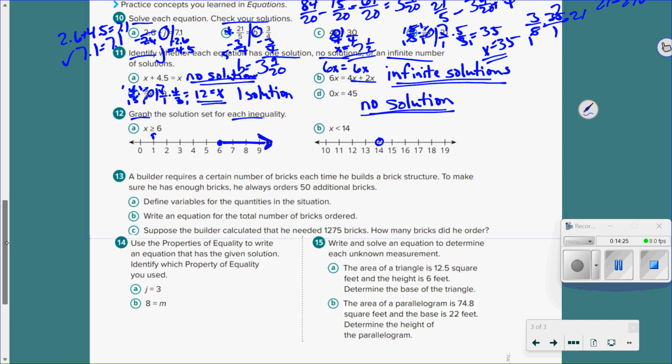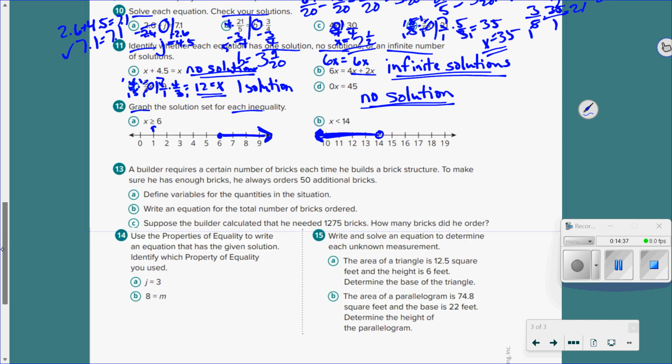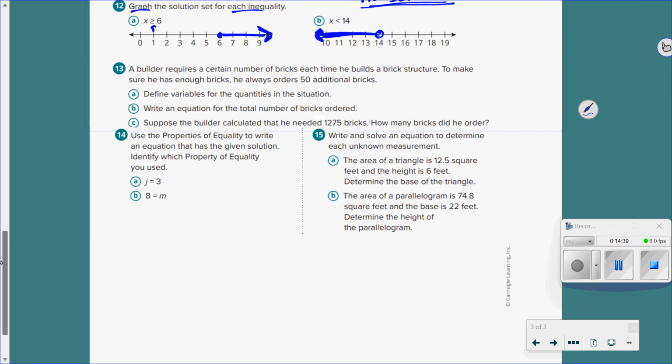Find variables for the quantities in the situation. Write an expression, you're not actually going to do an equation, for the total number of bricks ordered. Oh, I see. So we want that. Suppose he calculated he needed 1,275. How many bricks did he order?